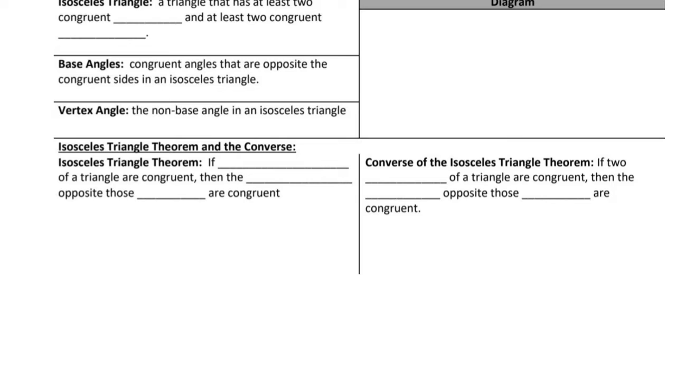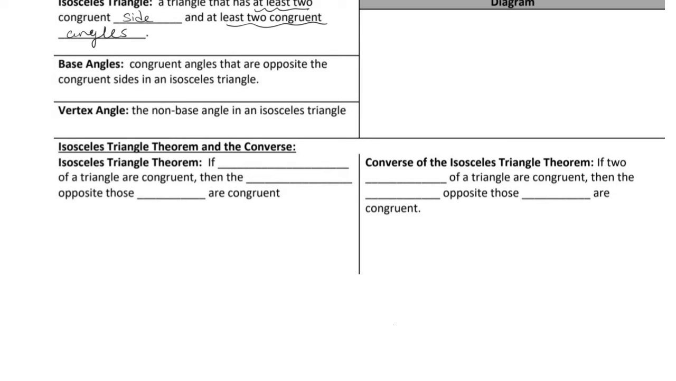So isosceles triangles are triangles that have at least two congruent sides, at least two, right? And at least two congruent angles. It could be three, but it has at least two. And there are two types of angles you'll see. Since it has at least two congruent angles, that means it has two base angles. Those are the congruent ones, and then it has one that could be congruent or not, and that's the vertex angle.